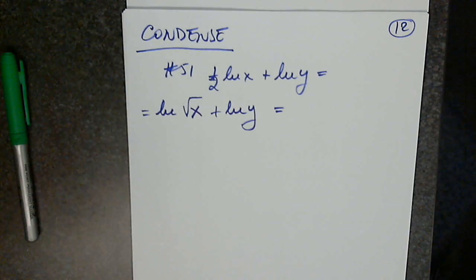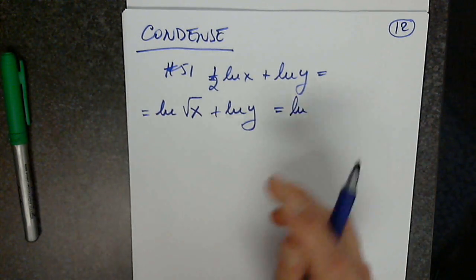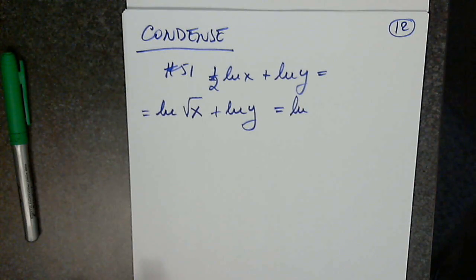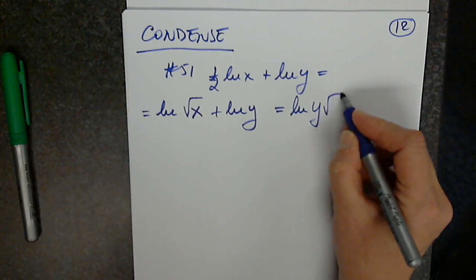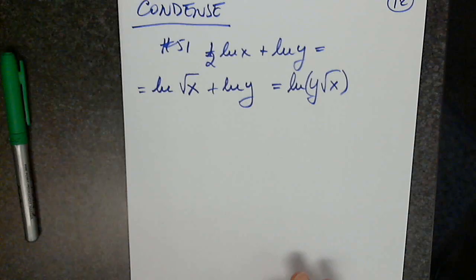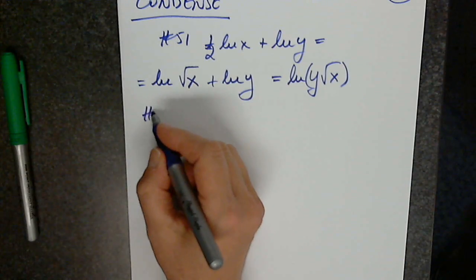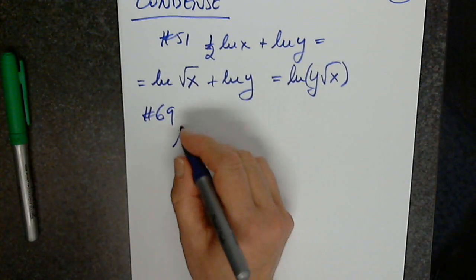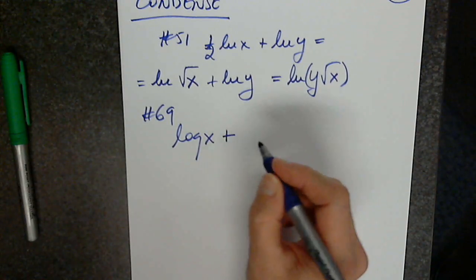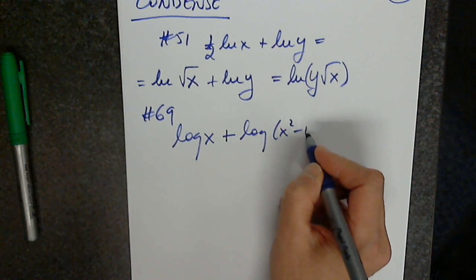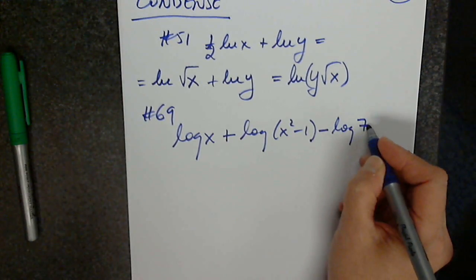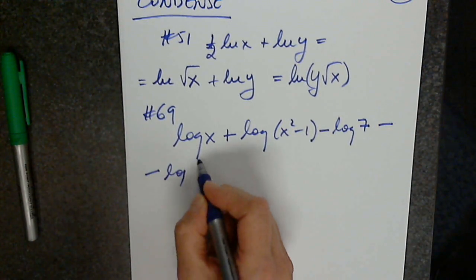Now I have only one property left. This is the sum of 2 logs. Where does the sum of 2 logs come from? From natural log of? Exactly. Since I cannot put anything behind the square root, I'm going to write y the square root of x. Very good. I would like to look at 69. Log x plus log x squared minus 1 minus log 7 and minus log x plus 1.